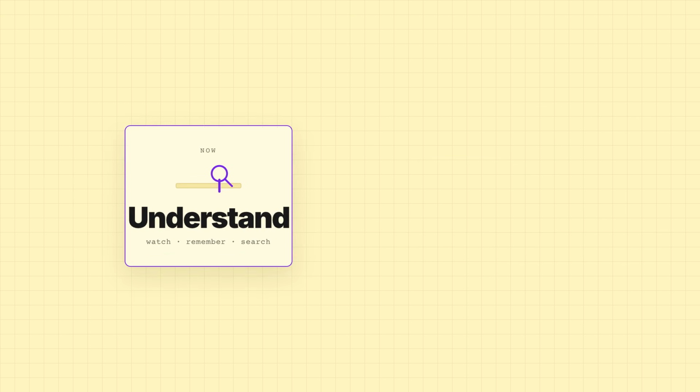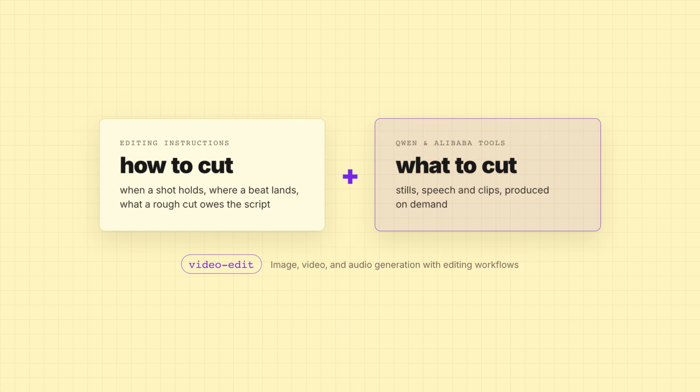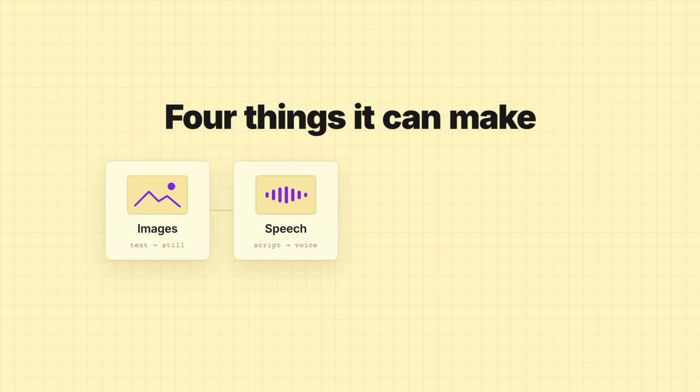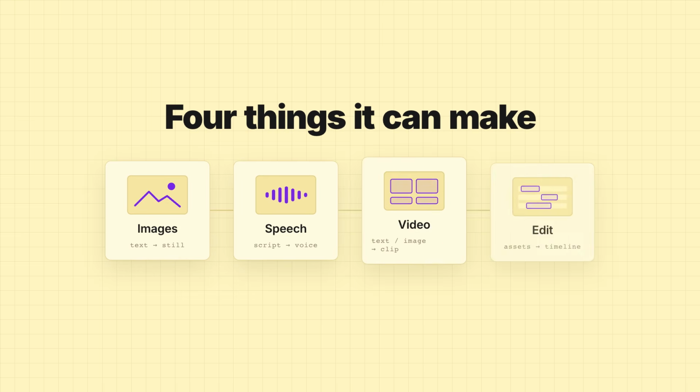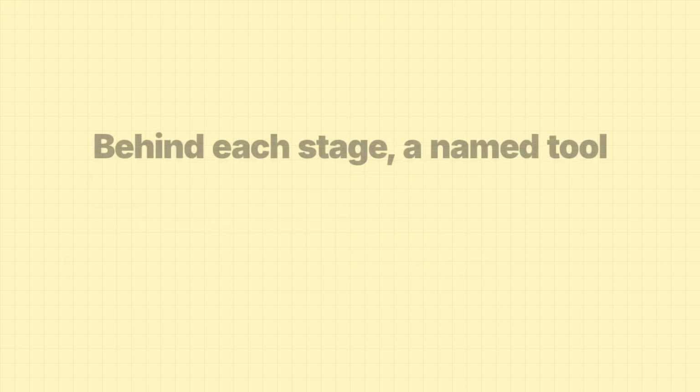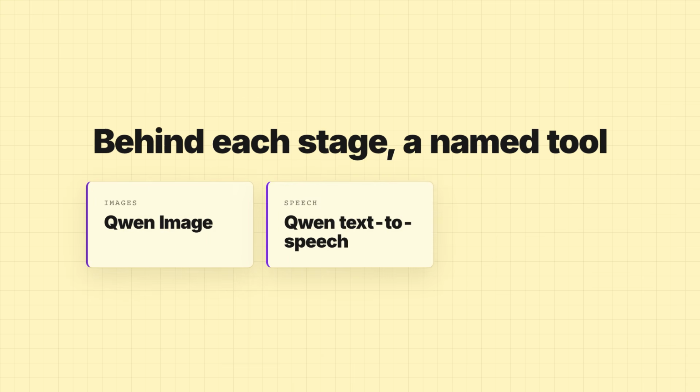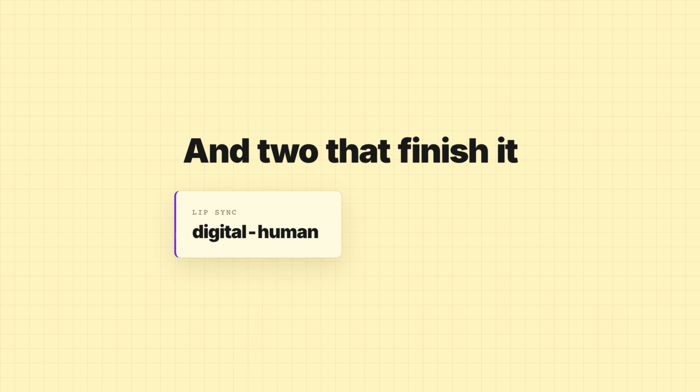And once an agent can understand video, the next step is obvious. Let it create and edit video too. The Video Edit plugin combines editing instructions with Qwen and Alibaba media generation tools. It can generate images, create speech, produce video from text or images, and then use those assets inside an editing workflow. The supported tools include Qwen Image, Qwen Text-to-Speech, and WAN video generation, plus digital human lip sync and happy horse video editing.